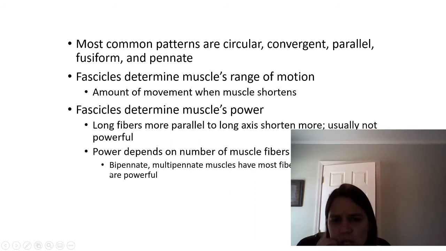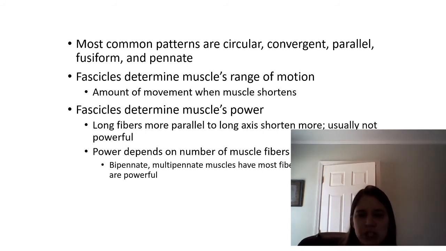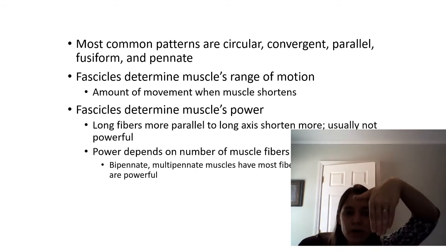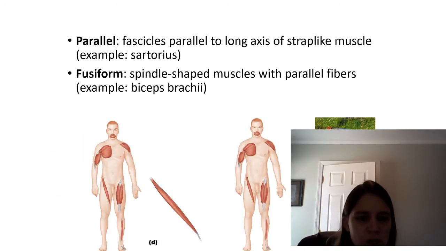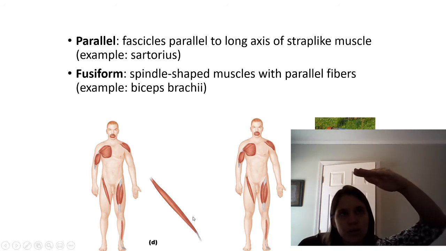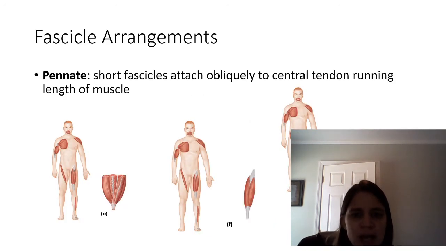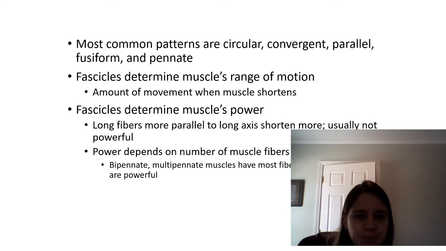The fascicles are going to determine the range of motion, right? Because how much can this shorten? Long muscles that are basically parallel to the long axis can shorten a bunch. They're not usually that powerful. So if you've got some long muscle here, it can shorten dramatically, right? It can go from being really long to being really short. It can shorten a long ways. You're expecting a fair bit of movement.